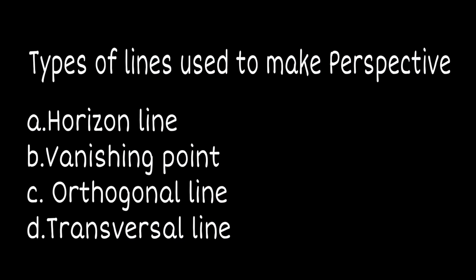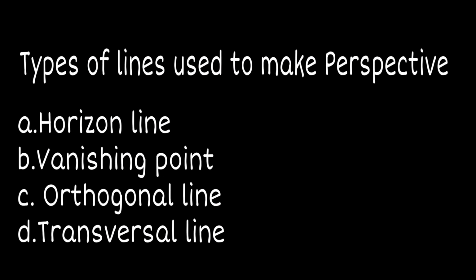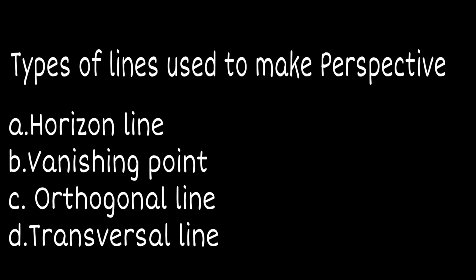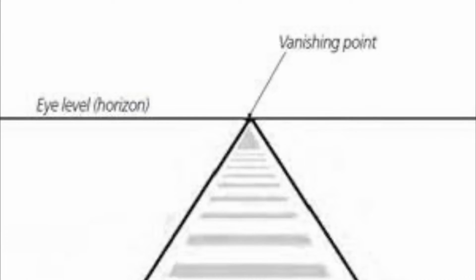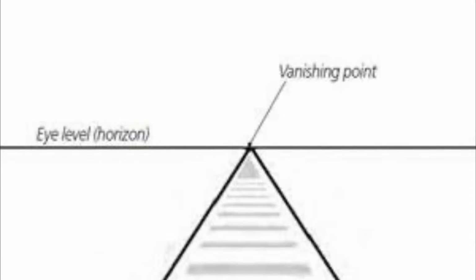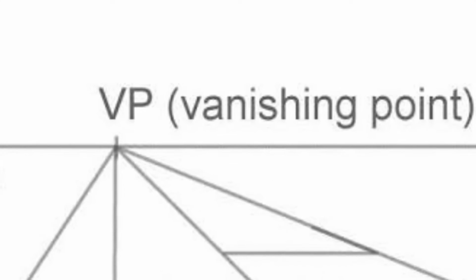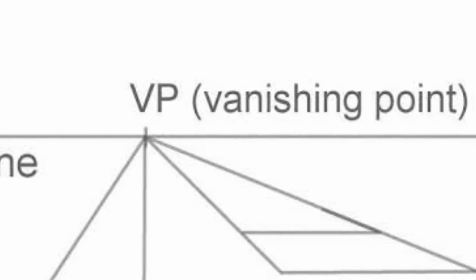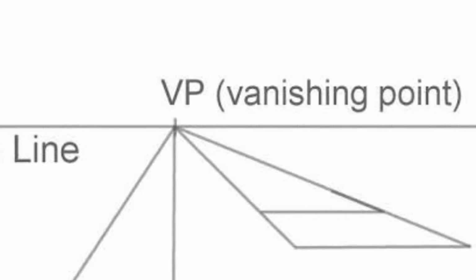To create a room using one-point perspective, you need to know a few basic things. The horizon line is the horizontal line that marks the horizon as well as the viewer's eye level. Vanishing point is the dot on the horizon line where all the parallel lines appear to meet.